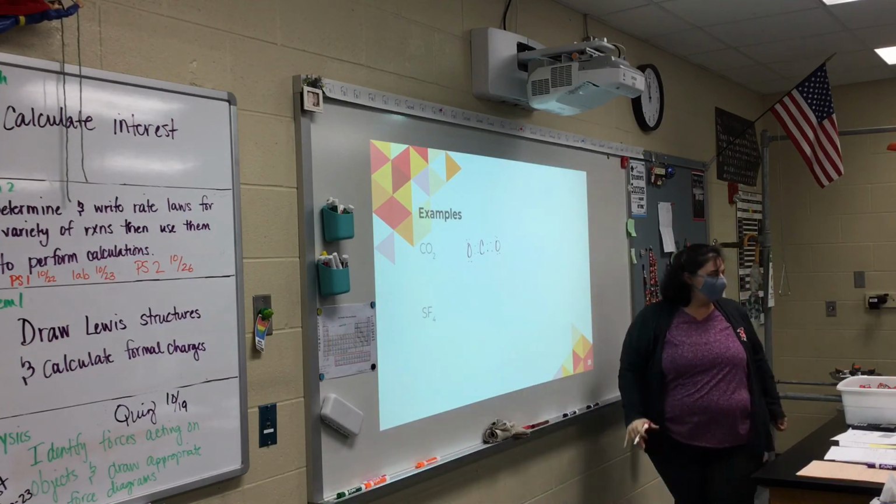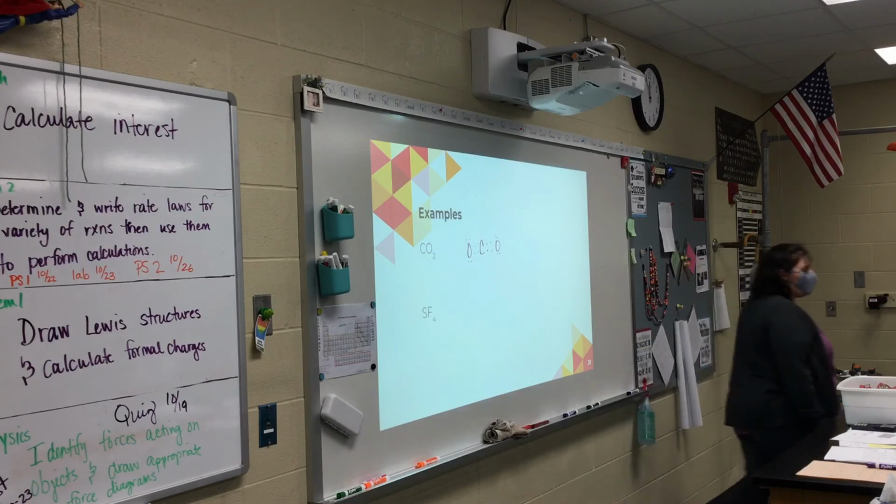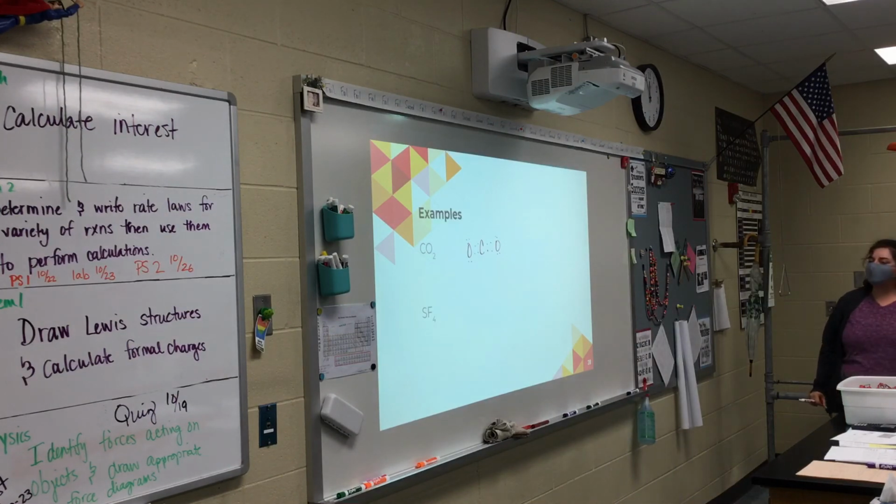I can assure you that the formal charge is 0 for everything up there. A double bonded oxygen always has a formal charge of 0. And carbon, 4 minus 0 minus 4 gives us 0. So, anyway, I want to show you how we identify the hybridization from a Lewis structure. That's going to be an important skill for you.